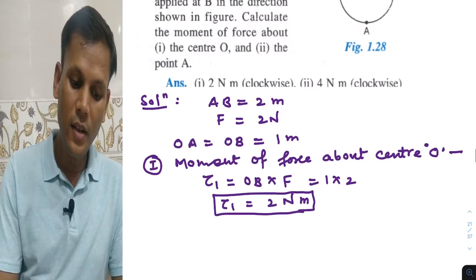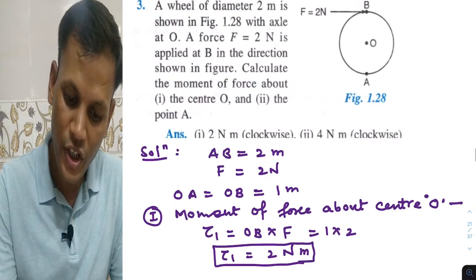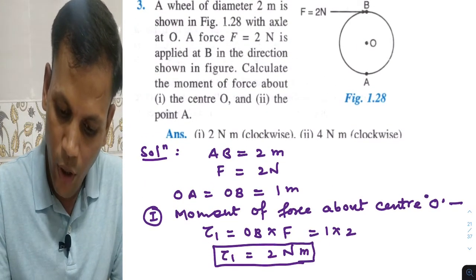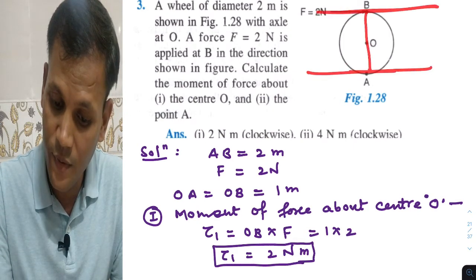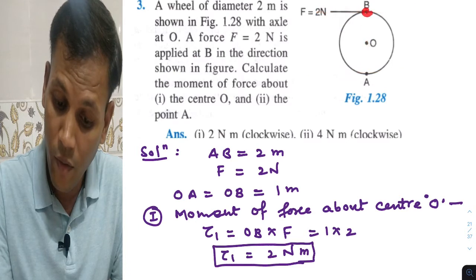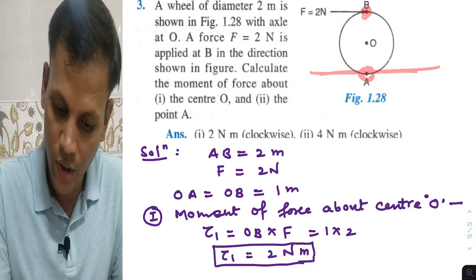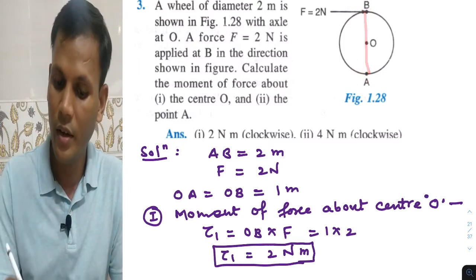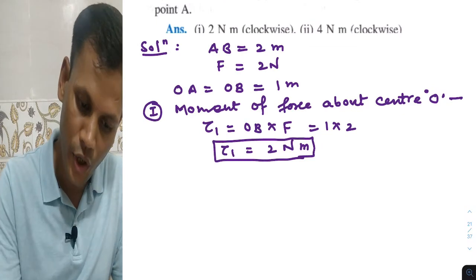Now the second part, about point A. If we say about point A, then all distances we are measuring from the force to the point about which they have mentioned. So about point A, the distance will be AB. So we'll write about point A.